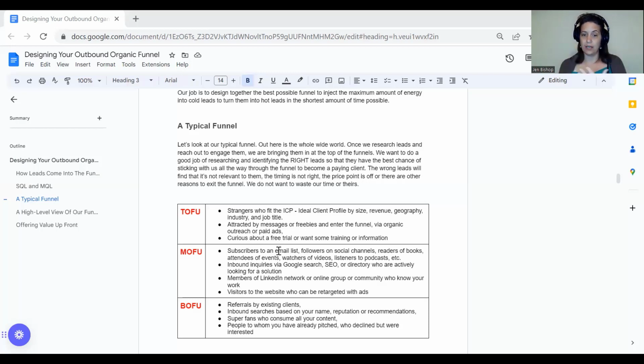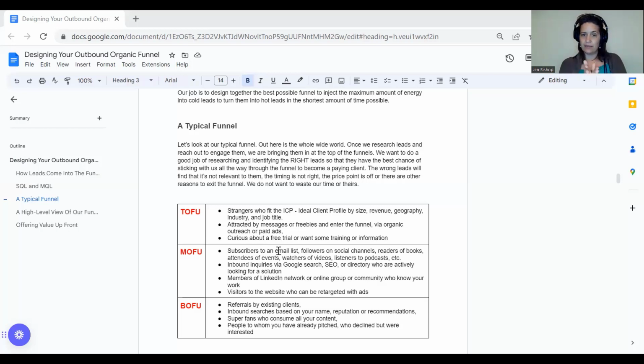They could be part of an online group or community. But usually they're warmer to you because you belong to the same network or you've been in touch with each other in the past. Now, if you are running paid ads, a middle of the funnel lead could be a visitor to your website who you then retarget via ads. So they're not cold. They've already checked you out and then you retarget them with an ad. And that's a great way of generating more leads via paid ads.